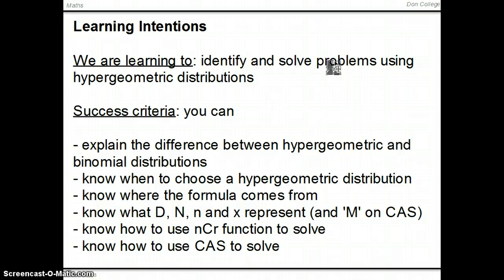be able to explain the difference between the hypergeometric and binomial, know when to choose a hypergeometric, know where the formula comes from, know what the various parts of that formula represent, M is on the calculator rather than D, and know how to use the NCR function to solve the problems, and know how to use the CAS to solve them as well.